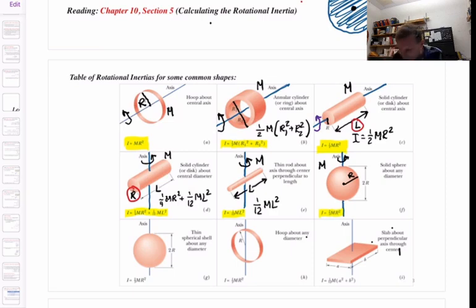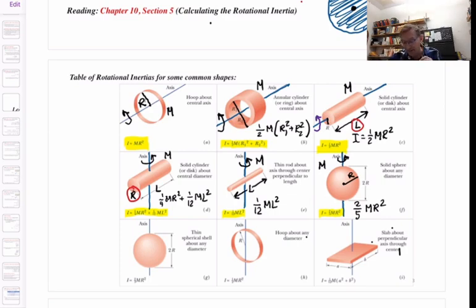It's hard to see, so I'm going to write it: 2/5 mr squared. Again, that's not intuitively obvious. You have to do an integral to prove it. We're just going to state it. 2/5 mr squared. Solid sphere rotating about any diameter.